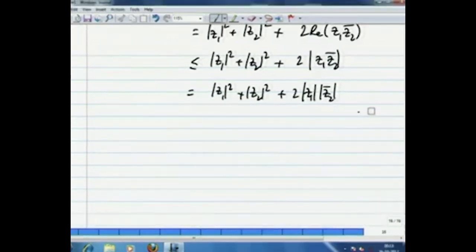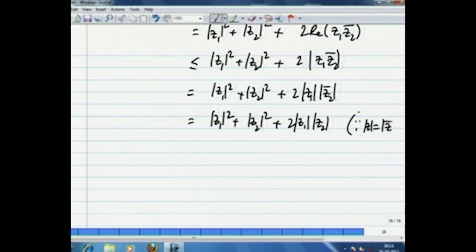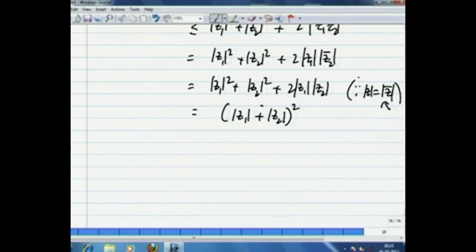Please verify this again. And this in turn is equal to the modulus of z 1 squared plus the modulus of z 2 squared plus 2 times the modulus of z 1 times the modulus of z 2. Well, the modulus of a complex number is equal to the modulus of its conjugate. Please verify this fact. So, this directly follows from the definition of modulus and conjugate. And then this is the square of the modulus of z 1 plus modulus of z 2. It is the square of the sum of these two real numbers.